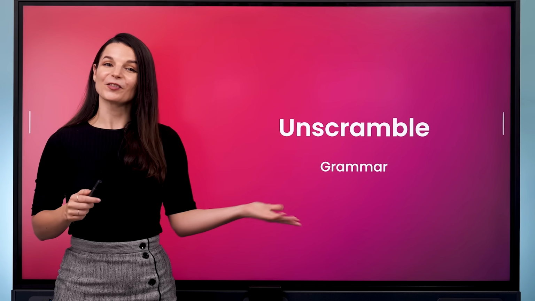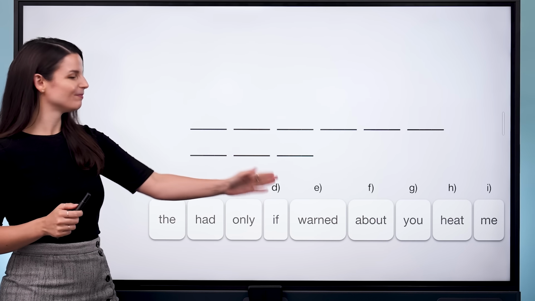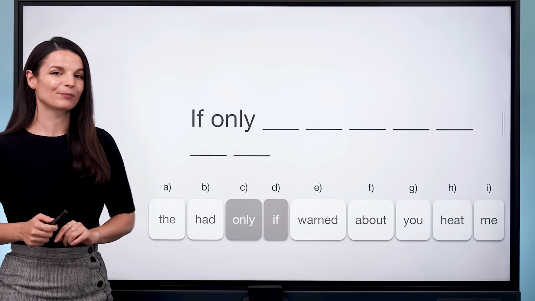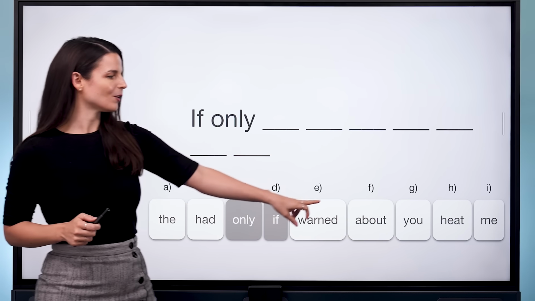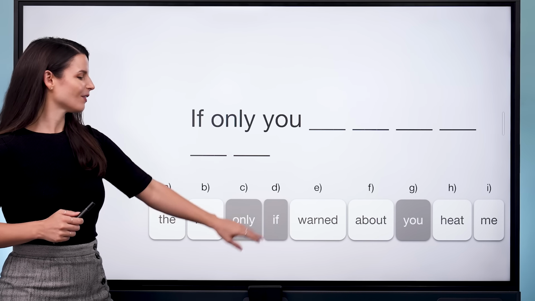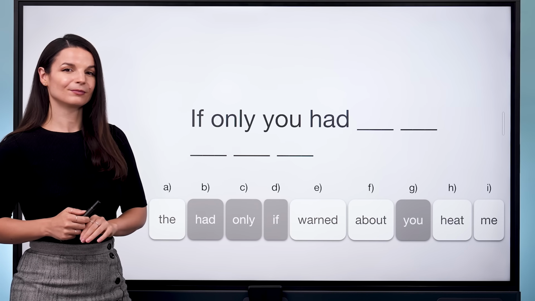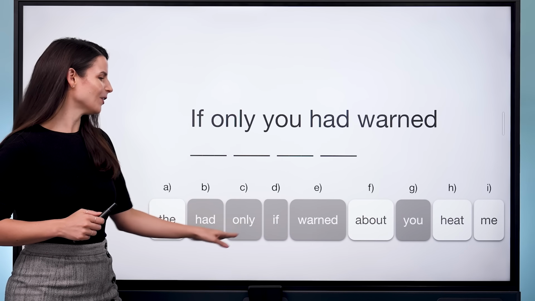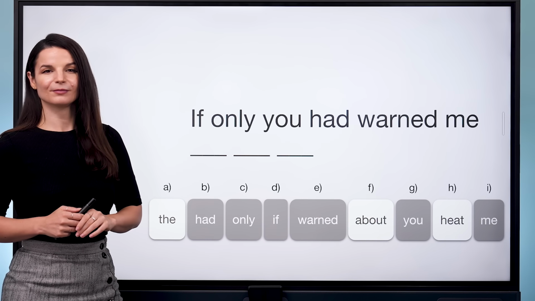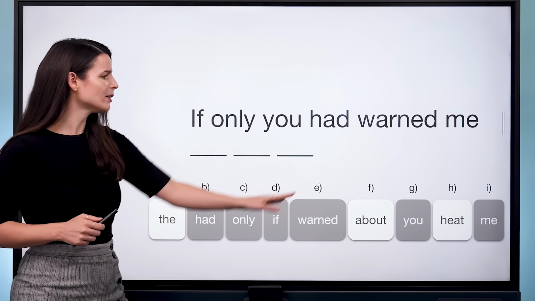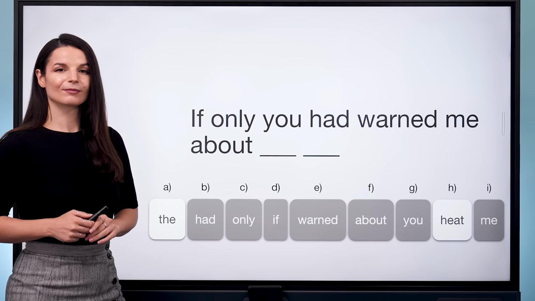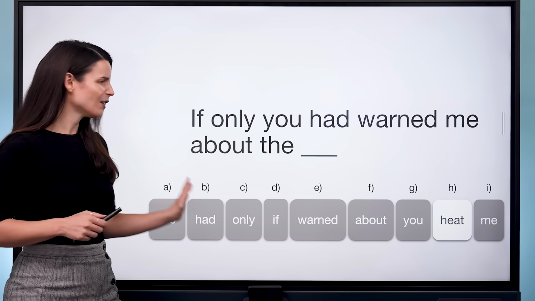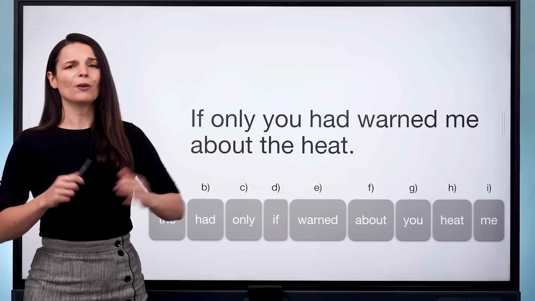Unscramble the words to make a sentence. Ready? If only you had warned me about the heat. If only you'd warned me about the heat.